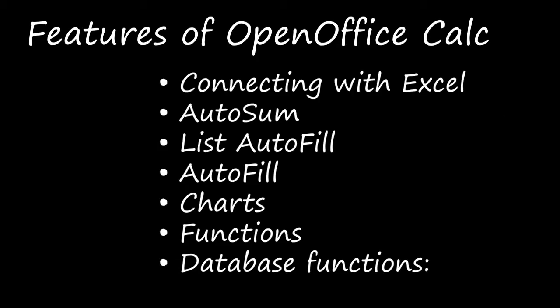And let's see the features of OpenOffice Calc. Okay, connecting with Excel. That means here we'll have the ability to open, edit, and save Microsoft Excel spreadsheets also, right? Here the main or important feature of this spreadsheet is auto sum. That means this helps us to add the content. If you have 5 rows of content, you can just click the auto sum button and you can add that, right? And the next one is autofill.